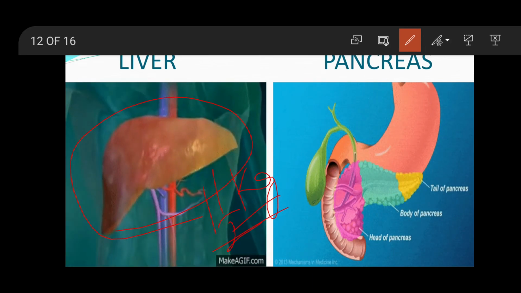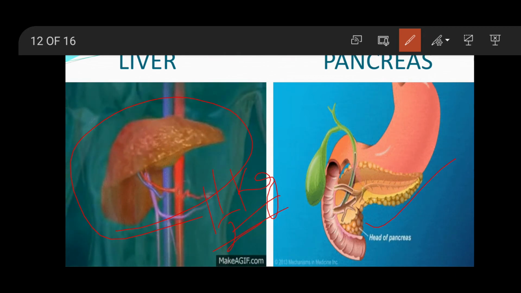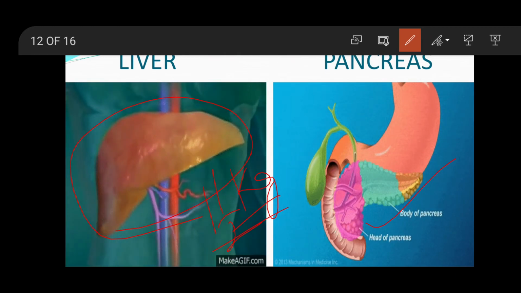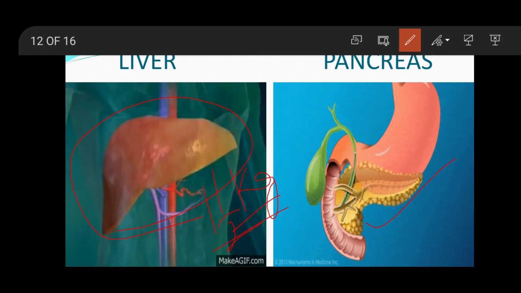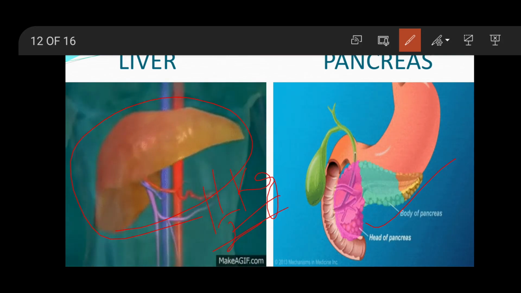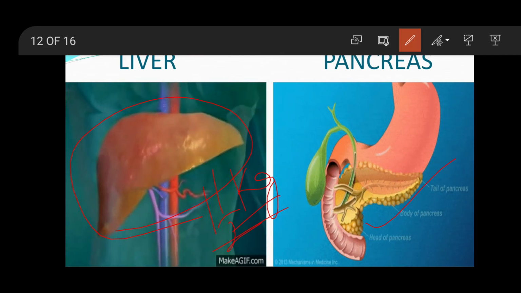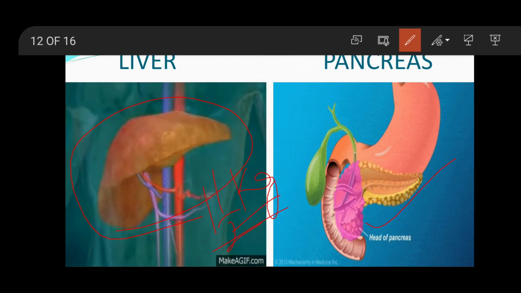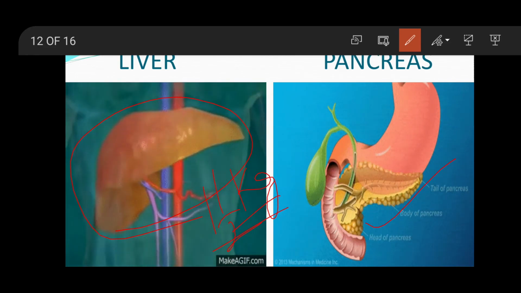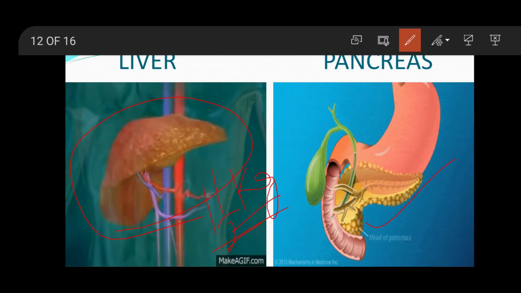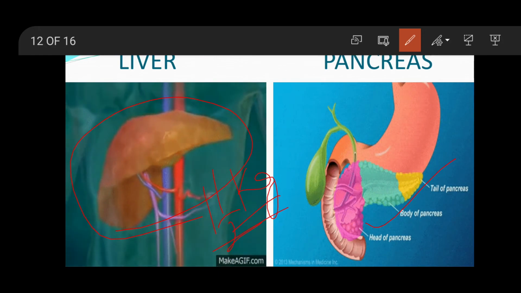Next is the pancreas. This pancreas secretes the pancreatic juice, which contains certain enzymes that help in the digestion of food. These two glands pour their digestive juices directly into the small intestine, where the complete digestion of food takes place. So these two glands play a major role during the process of digestion and help in digesting the carbohydrates, fats, proteins, etc.